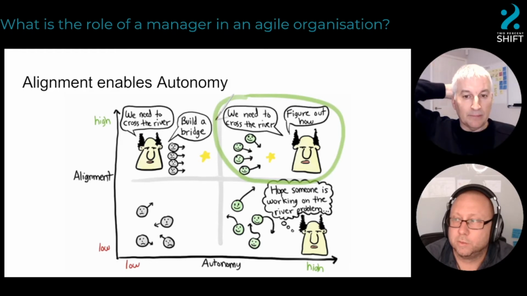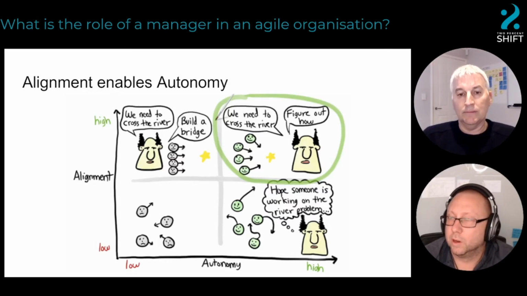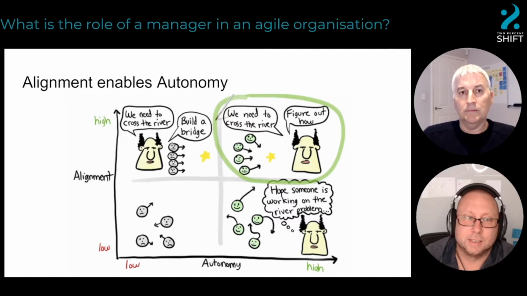Yeah. So if we take the position on the top left, where we've got high alignment and low autonomy, the leader says here, hey, we need to cross the river, go build a bridge. The behaviour we're seeing here is that the leader is being instructive over what needs to occur without giving the team the space to actually solve the problem themselves. So they don't have the creativity to actually fulfill their own potential.